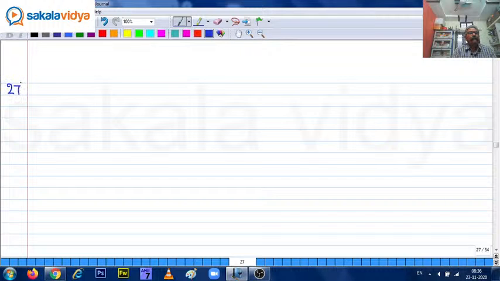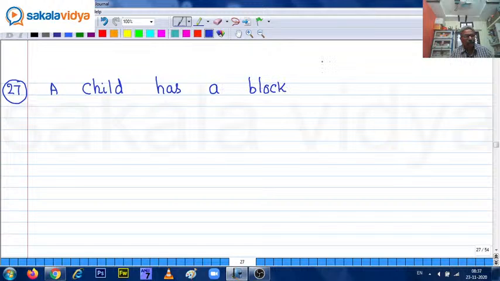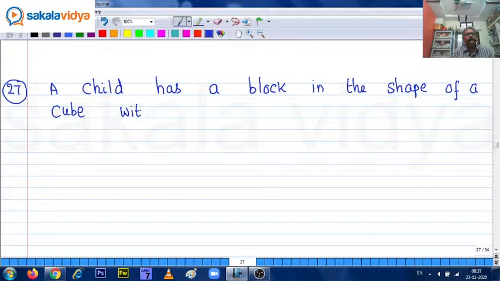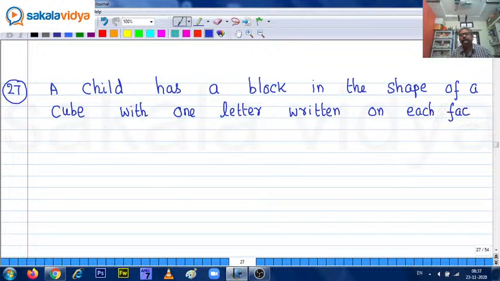27th question. A child has a block in the shape of a cube with one letter written on each face as follows.